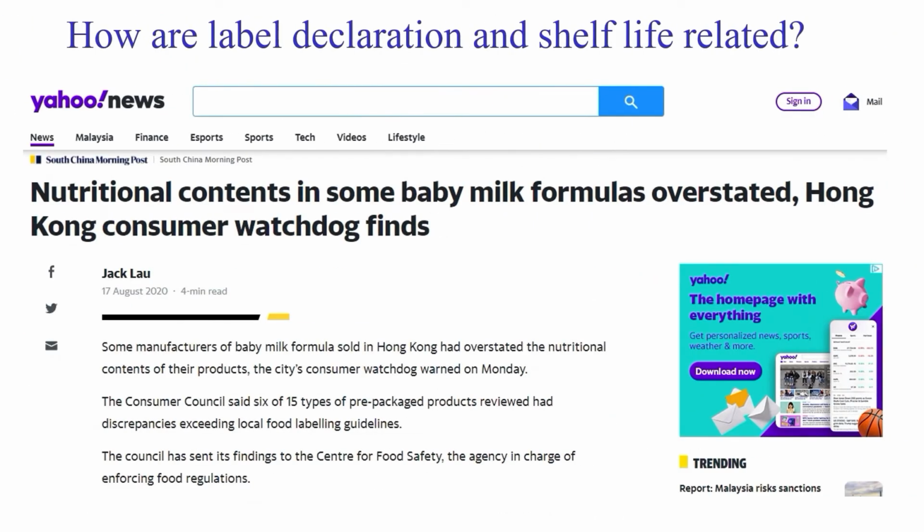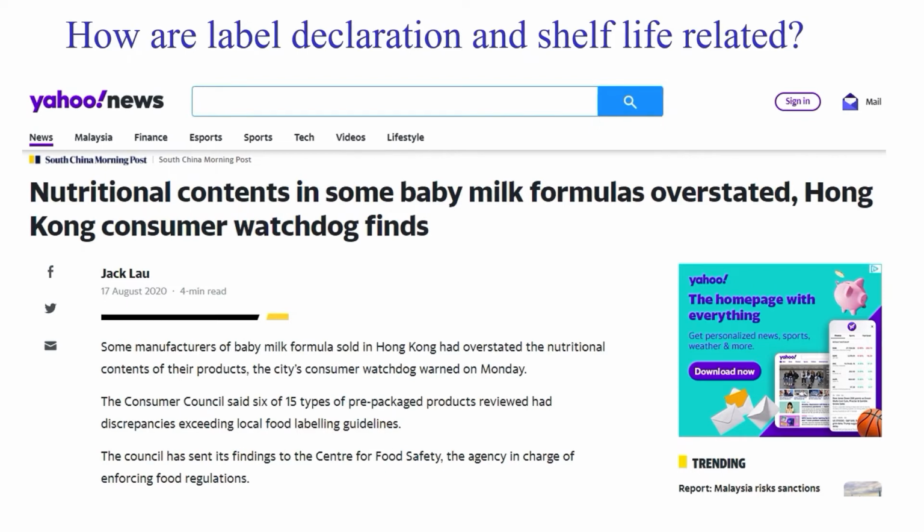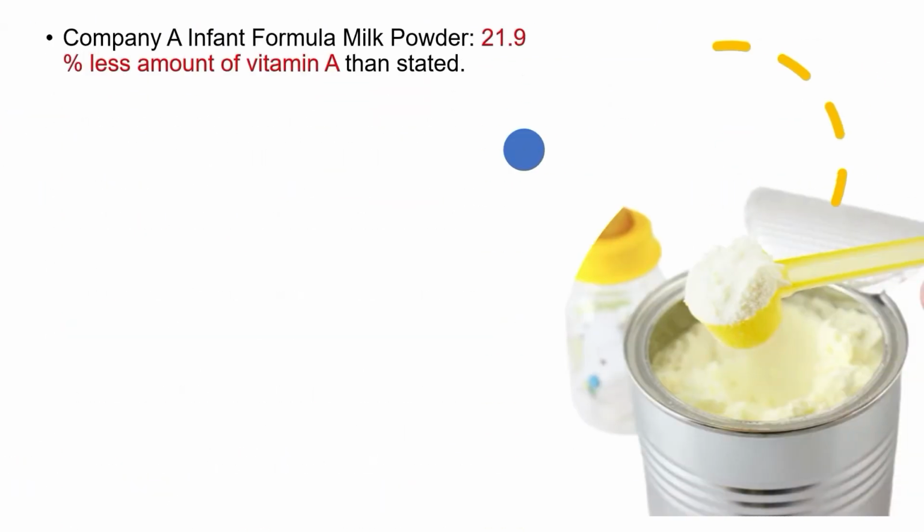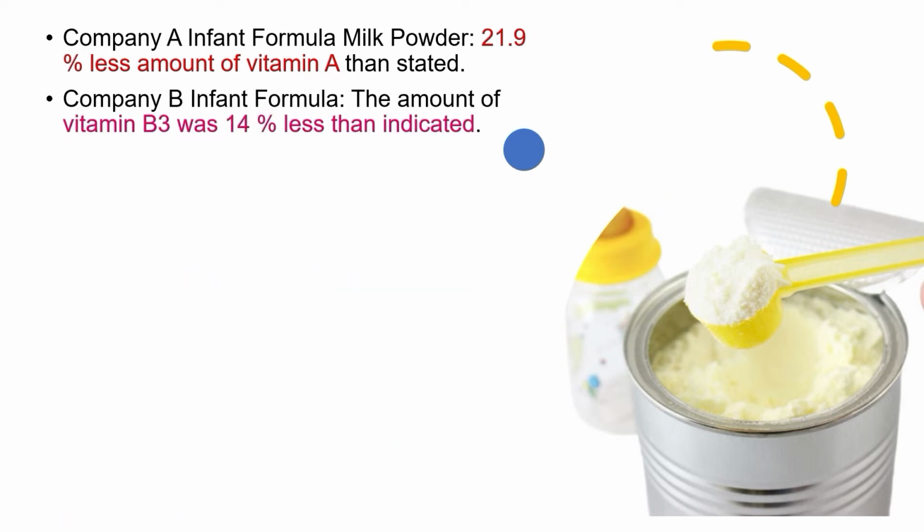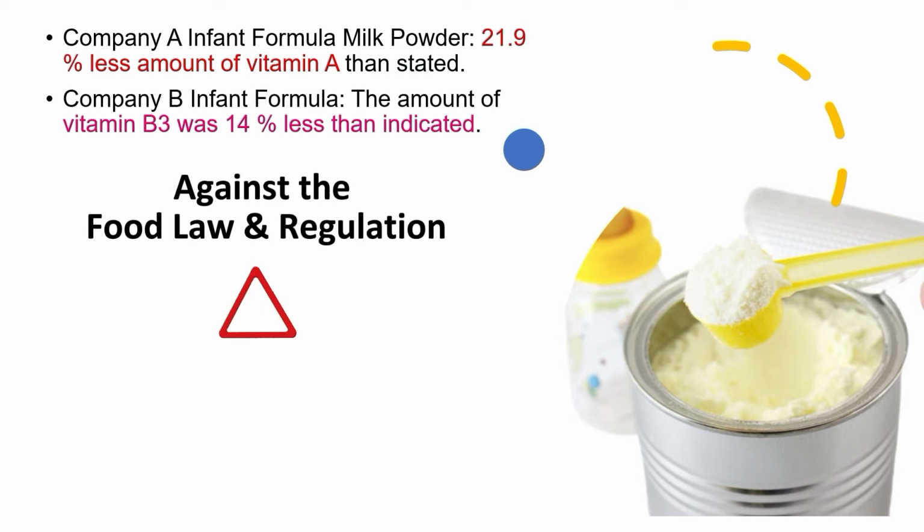This is a real case which happened in Hong Kong. The nutritional contents in some baby milk formulas were overstated. So let's continue to have a look. Actually, company A's infant formula milk powder had 21.9% less vitamin A than stated. Then company B's infant formula had an amount of vitamin B3 that was 14% less than indicated. So actually this is against the laws.